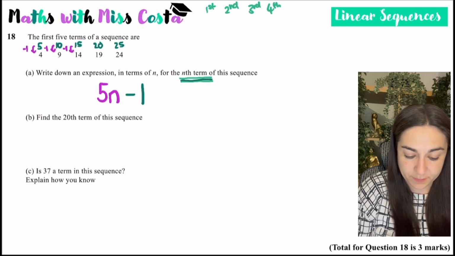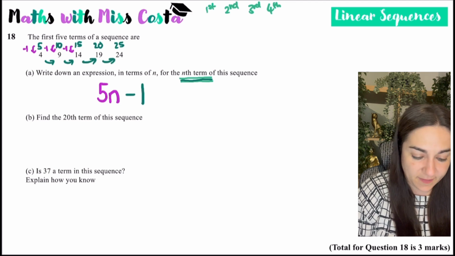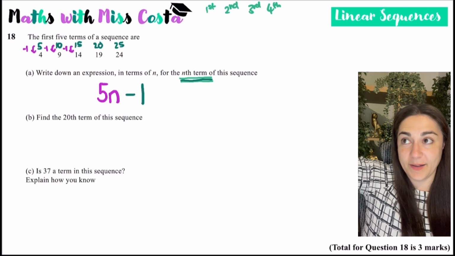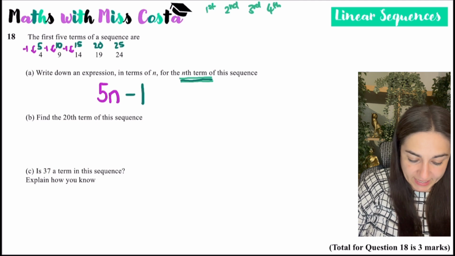So just a quick recap. You find the difference, whatever the difference is, that's the times tables it's going up in. Then you write the times tables above it, and you see whether it's been shifted upwards or downwards. So that's my nth term.